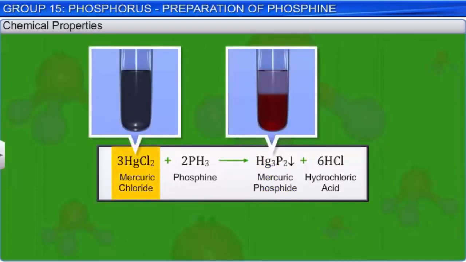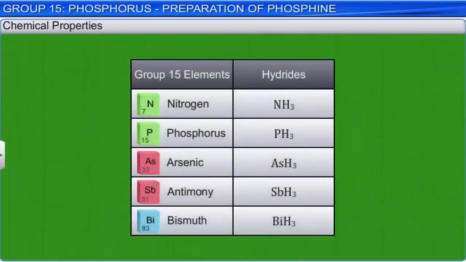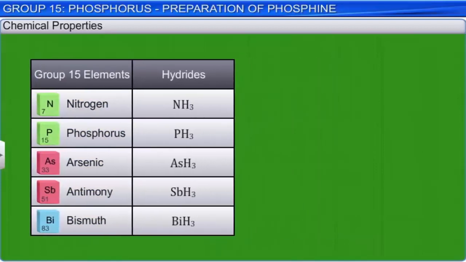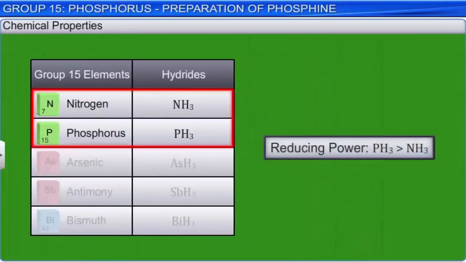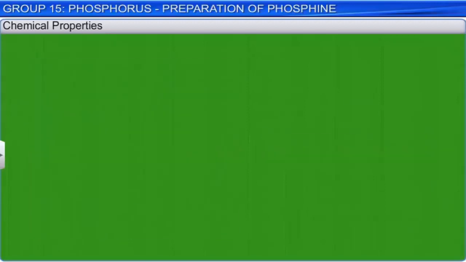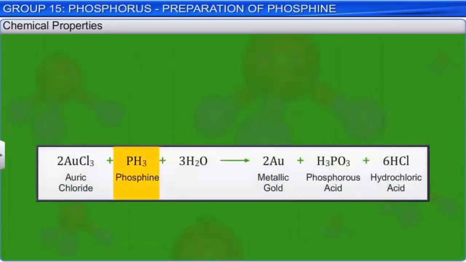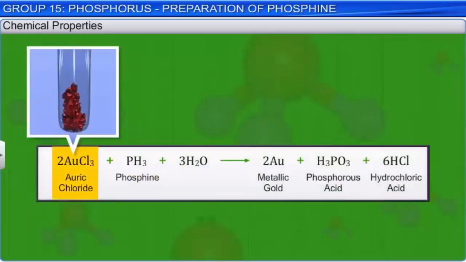You know that the reducing power of the hydrides of group 15 elements gradually increases on descending the group. Hence, the reducing power of phosphine is greater than its analogue ammonia. It reduces auric chloride to metallic gold, as shown in the equation here.